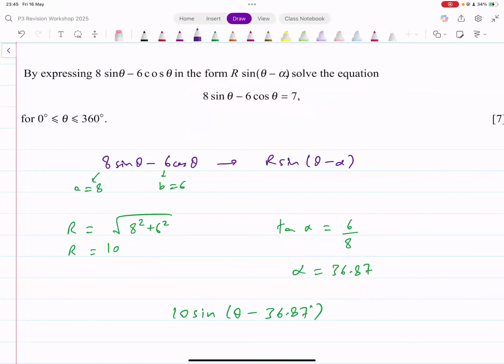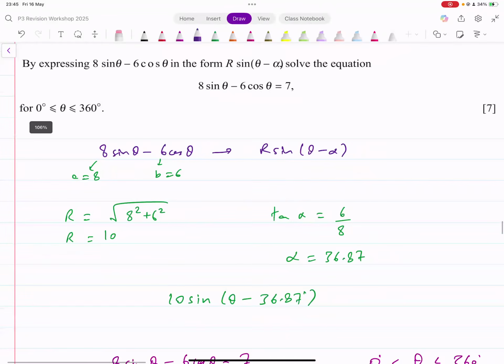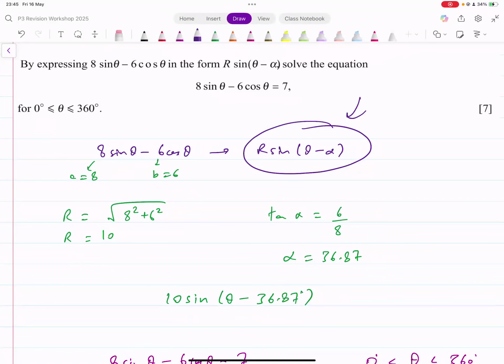How do we do this? How do we solve this equation? We first of all convert the left-hand side to this form, r sine of theta minus alpha. These are two different functions, right? We want to convert them to a single function. For that, we convert it to this form. So let's do that. 8 sine theta minus 6 cos theta, that has to be converted to this form. R sine of theta minus alpha.